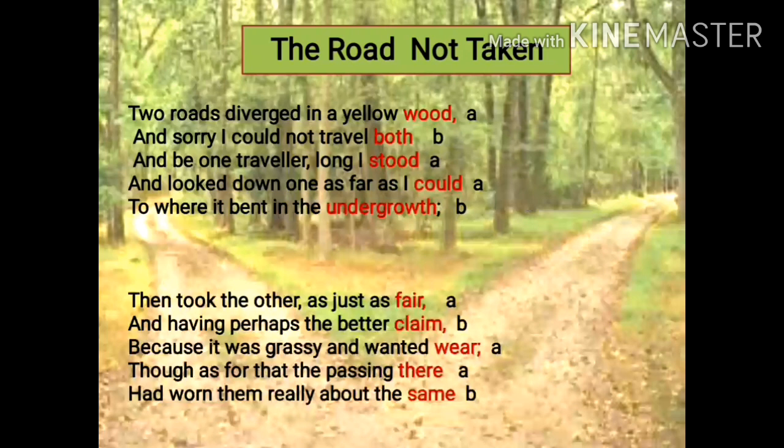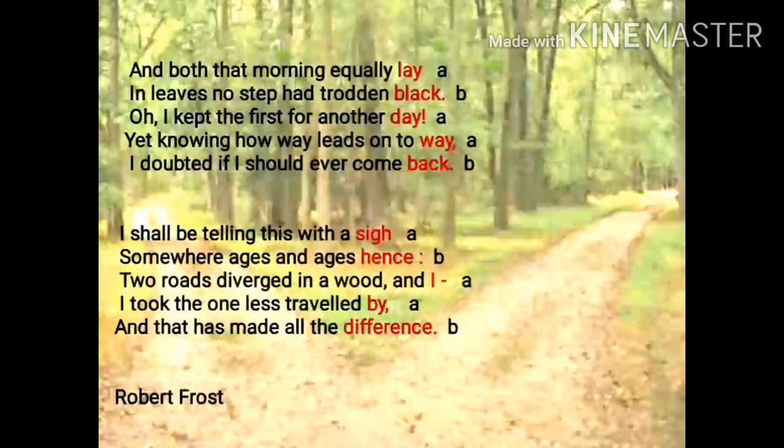Now let's come to the second stanza of the poem. In the second stanza, the first line, the word fair, it rhymes with the third line of the second stanza where and also with the fourth line there. Whereas the second line, the last word claim, it rhymes with the last line of the second stanza same. And so we have the rhyme scheme used over here is A, B, A, B.